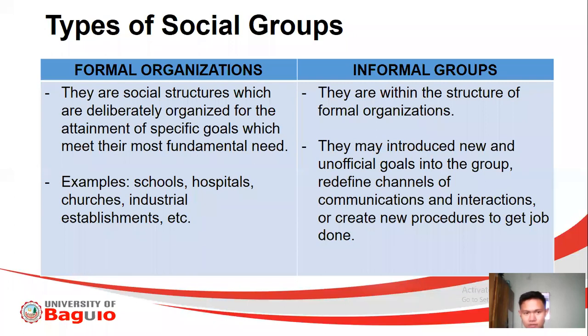So next, we have the formal organization and then informal group. So first one, formal organization, it is defined. So they are social structures which are deliberately organized for the attainment of specific goals which meet their most fundamental need. Very good example of formal organization ay mga business or mga companies natin that are operating in different fields of areas.